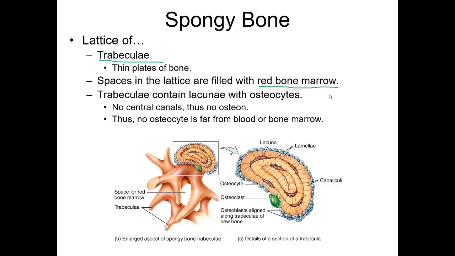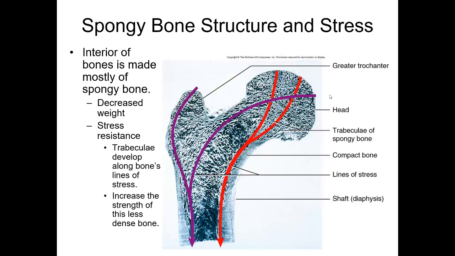Now, spongy bone lacks the osteon. So there's no central canal, and there are no lacunae with osteocytes in spongy bone. The interior of long bones is mostly made up of spongy bone, one, to decrease weight. However, these bones tend to develop what are called stress lines in order to increase the strength of these less dense bones.